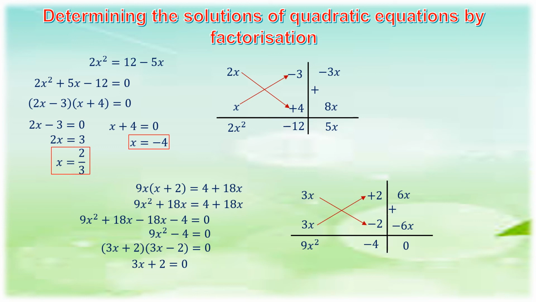And then we are going to equate it to 0. So therefore, 3x plus 2 is equal to 0 and 3x minus 2 is equal to 0. Then transposing positive 2 to the other side, we will be getting x is equal to negative 2 over 3, and as well as we have x is equal to 2 over 3.